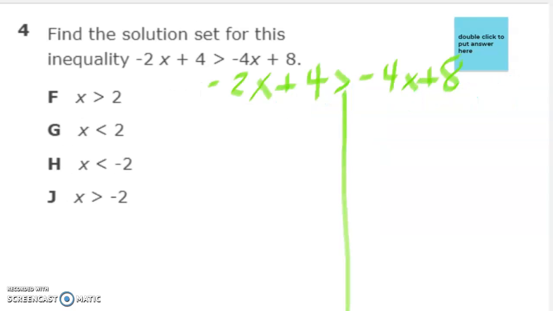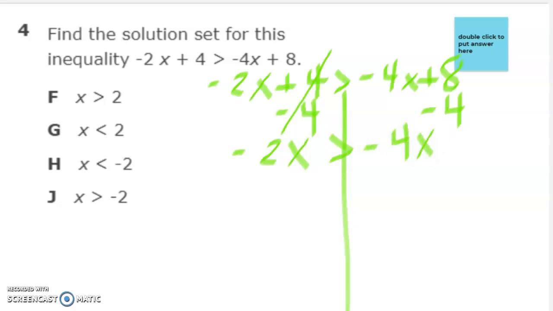Okay, I notice I don't have anything that I can simplify, right? So I'm going to start rearranging my problem. I'm going to do opposite of this -4 on both sides. Okay, so I'm left with a negative 2x on the left. My symbol's facing the same direction, right? Bring down my negative 4x. And then right here, a positive 8 minus 4 leaves me with a positive 4.